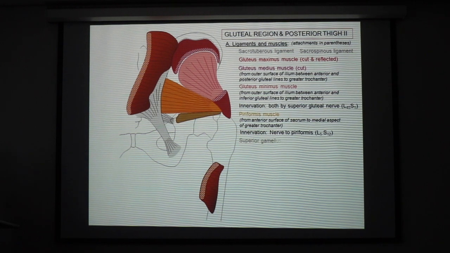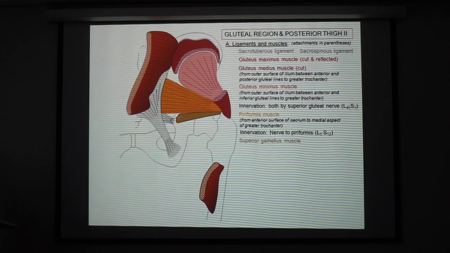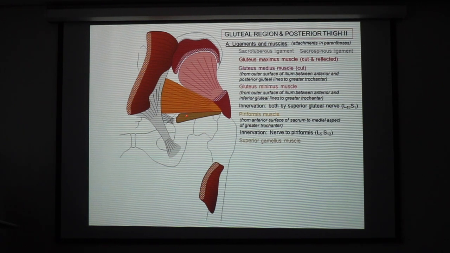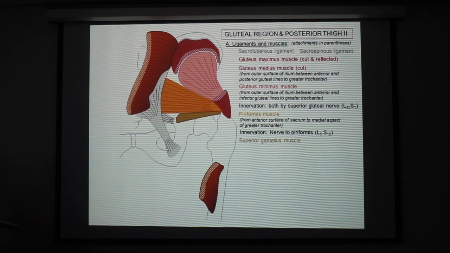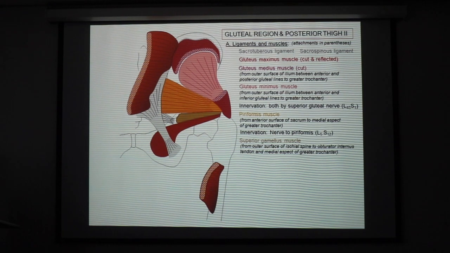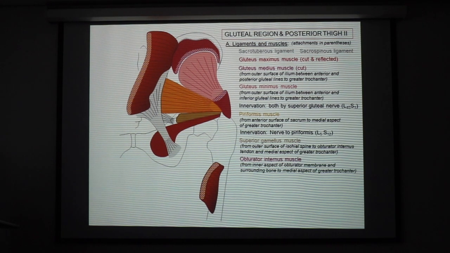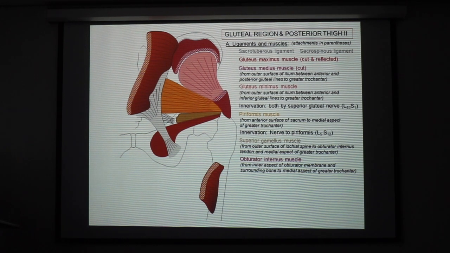No major function here. The superior gemellus is a small muscle arising just above the spine of the ischium, and it attaches to the greater trochanter also. It is a lateral rotator of the hip. Then you have the obturator internus, which arises from the obturator foramen, comes out through the lesser sciatic foramen, and attaches to the inner aspect of the greater trochanter. It is supplied by the nerve to obturator internus.